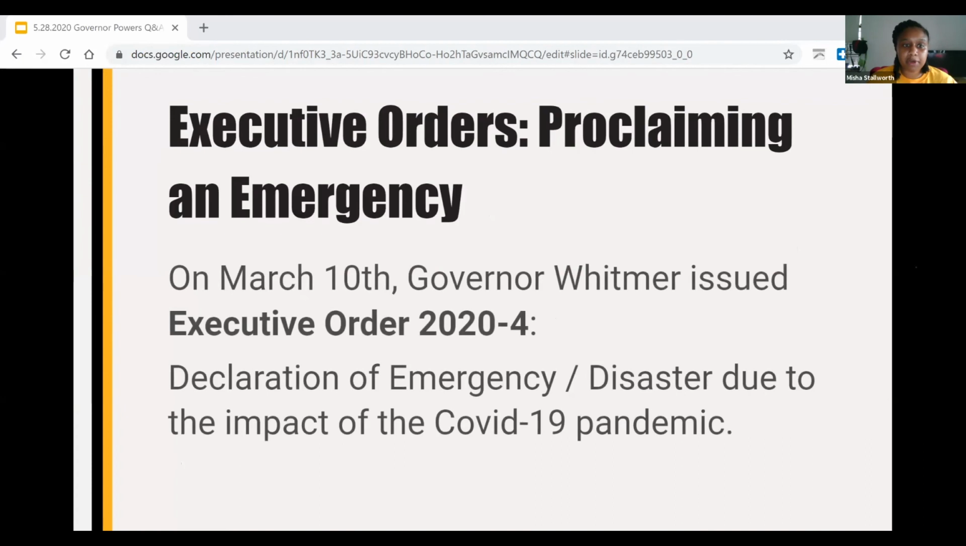So when we talk about proclaiming an emergency and this executive order 2020-4, since March 10th, the governor has issued and amended more than 70 executive orders that include special pandemic precautions in correctional facilities, closing of non-essential businesses, amending the eligibility for unemployment, allowing no eviction of renters, and the ability to conduct remote public meetings. And that's just to name a few. So these orders were all issued to accomplish the governor's policies to protect Michigan citizens in responding to this declaration of emergency, this pandemic that we're facing.